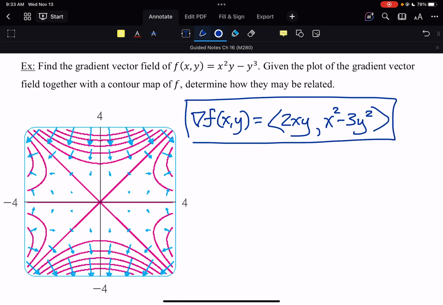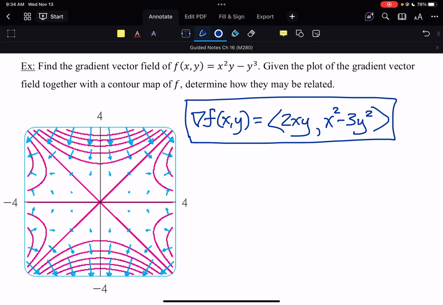So that's our gradient vector field. If we pick any point (x, y) in the domain, which in this case would be all of R2, we can output a vector from that. And that's what all of these little blue vector marks are here. Some of these are so tiny that you can barely see the arrow pointing, but they're in there.